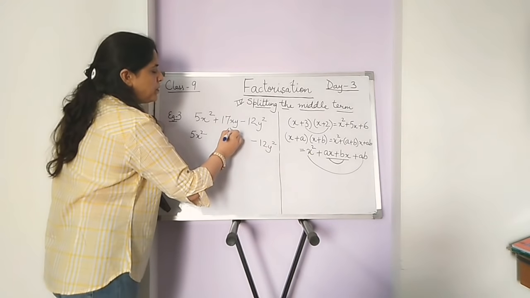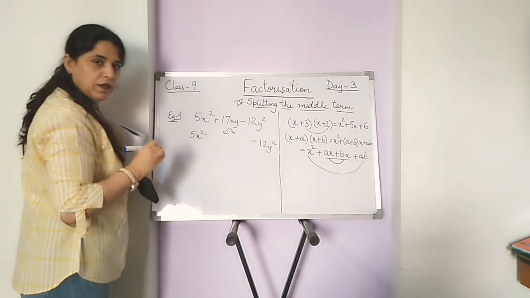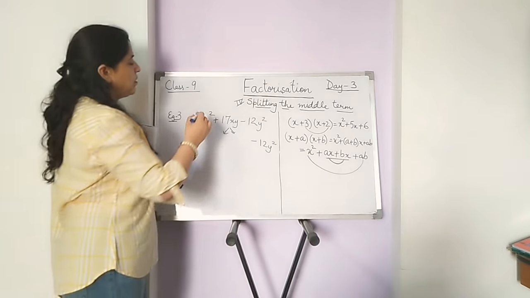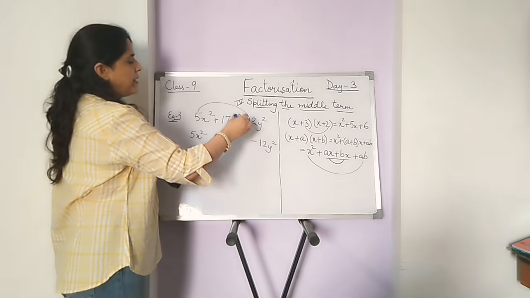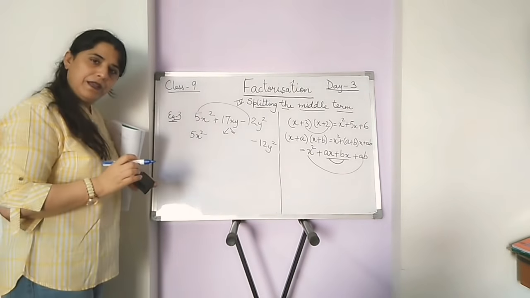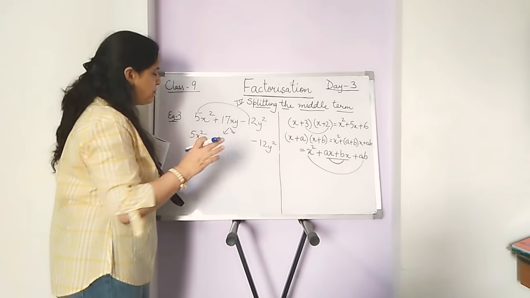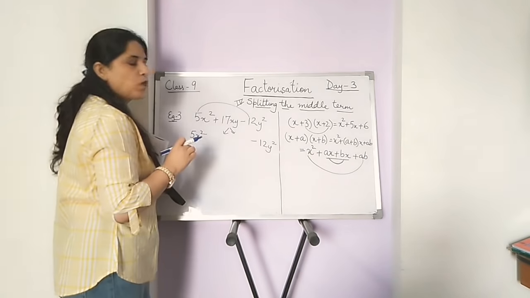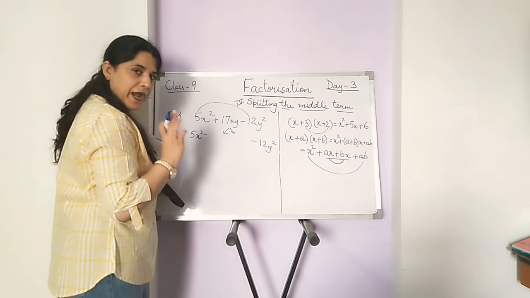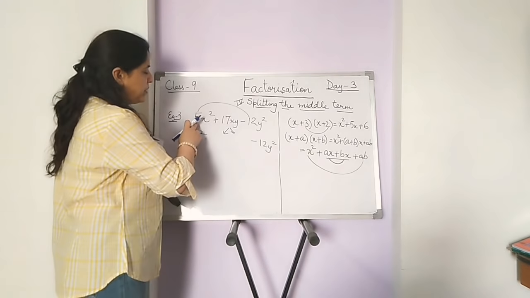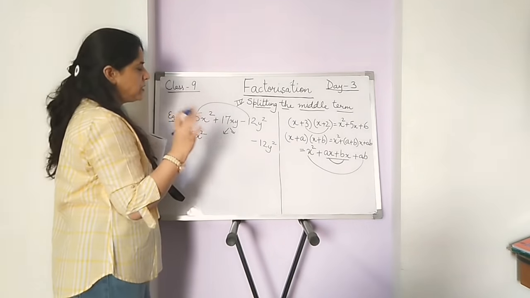The middle term has to be split into two terms. Now let us think. First multiply 12 and minus 5, which is minus 60. The product should be minus 60 x square y square. Let us take the coefficient first: 12 fives are 60, so minus 60.